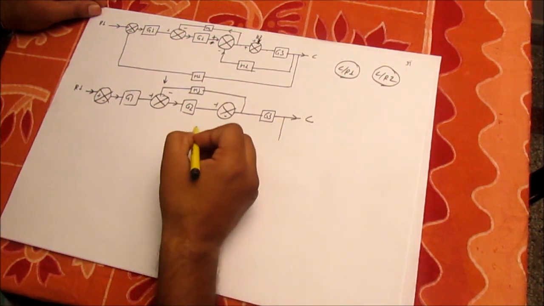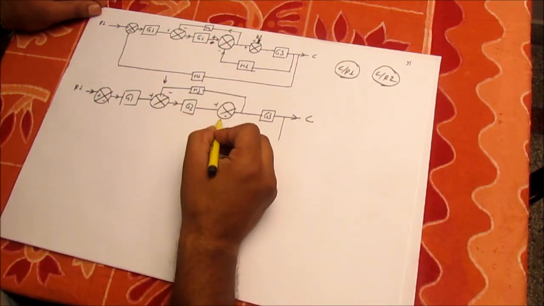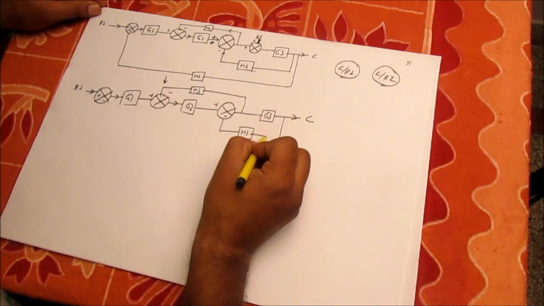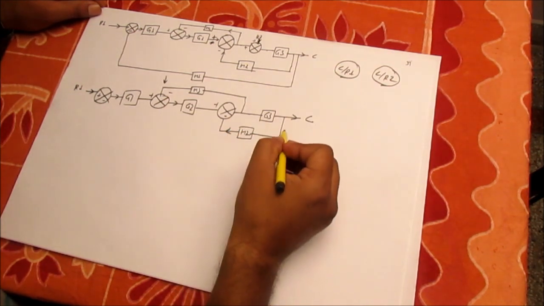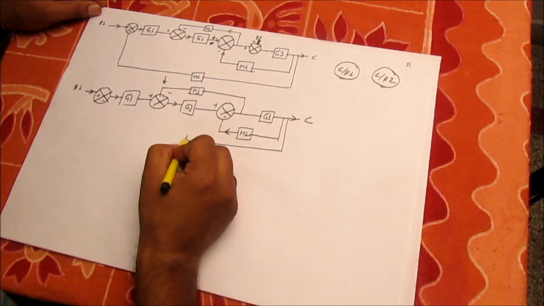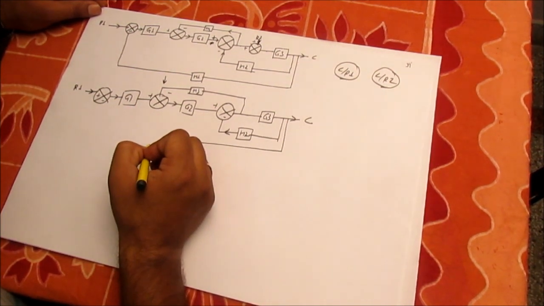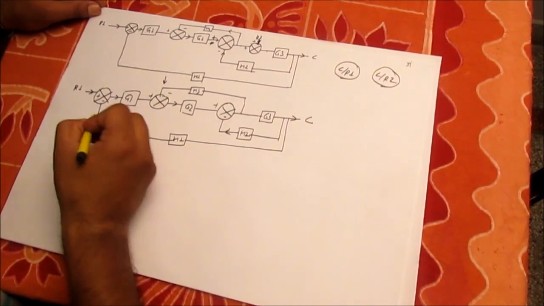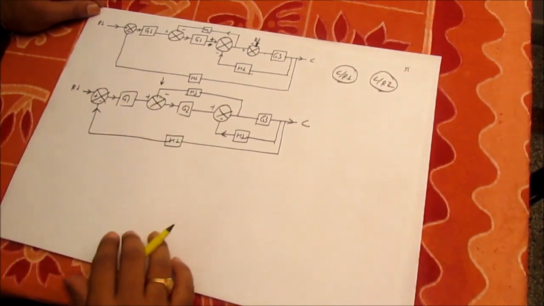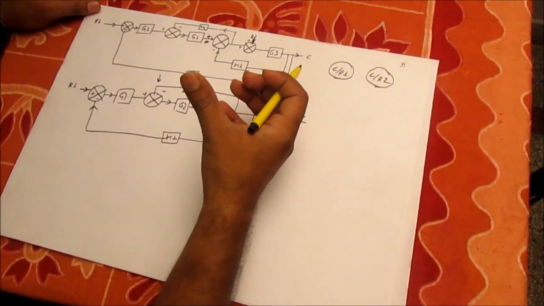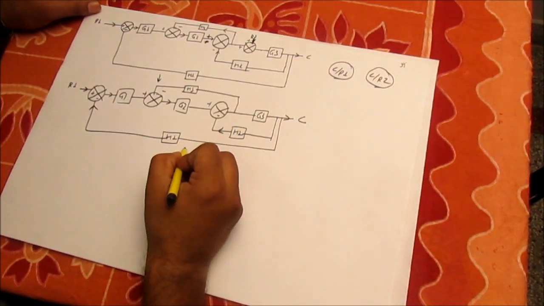Here we have H2 as a feedback. Here we have another feedback H1, which is going to this position. Okay, now we will try to reduce this block diagram.